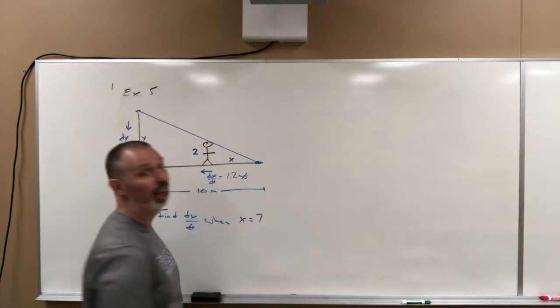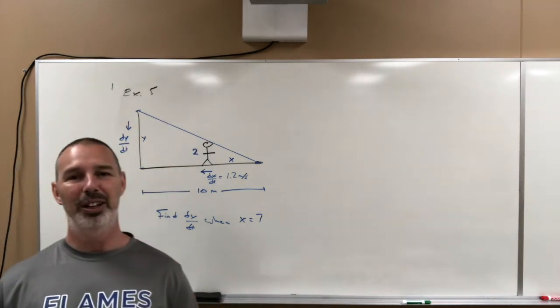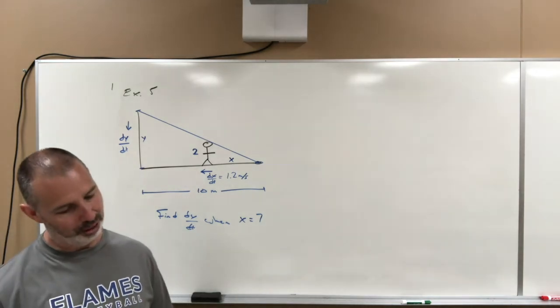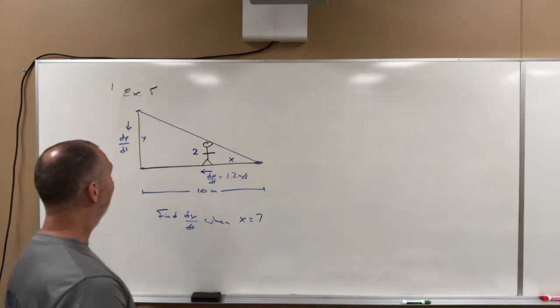I hope you can do 10 minus 3. All right, so we want to find it when he's 3 meters from the wall. In other words, we want to find it when x equals 7. All right, so here's our diagram.